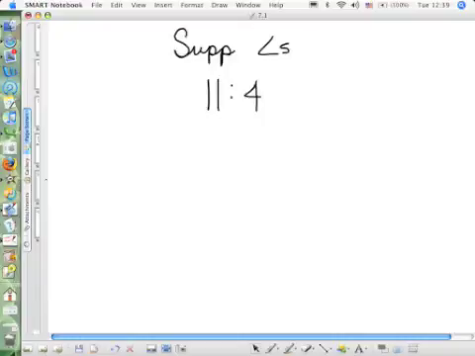If I tell you that there are supplementary angles, how many angles are there if they're supplements? 2. That's the definition. It's 2 angles. What do supplementaries add up to? 180. They add up to 180.